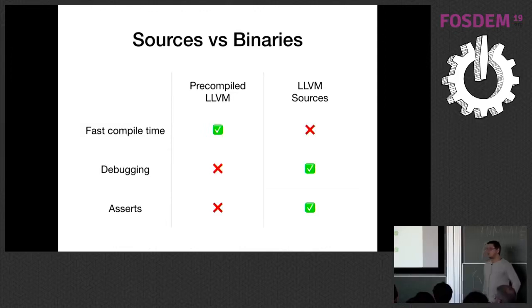But it does make sense also to compile against sources for the following reasons. With a precompiled version, you have really fast compile time, but it's really hard to debug because you cannot dive deep into internals, and you only have the interface. So it's hard to put printfs for the sake of debugging. And there are no asserts, unless you compile LLVM yourself.